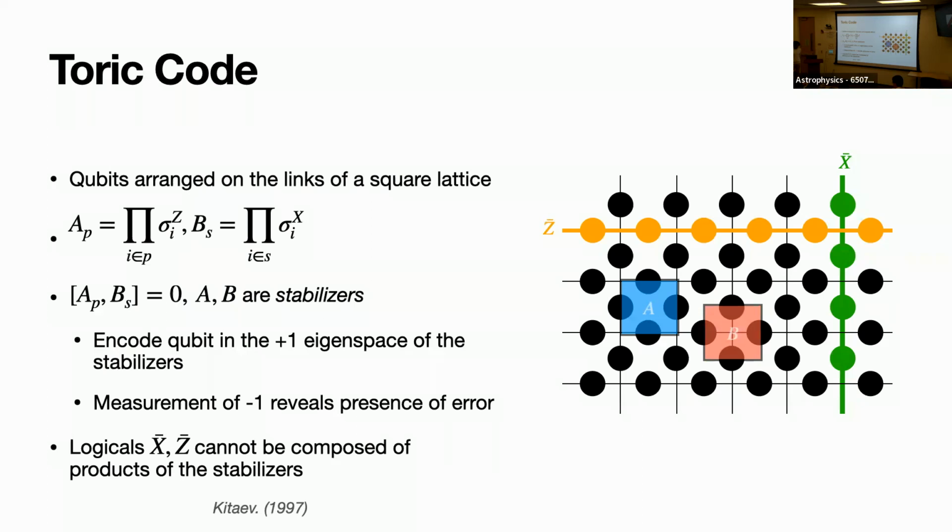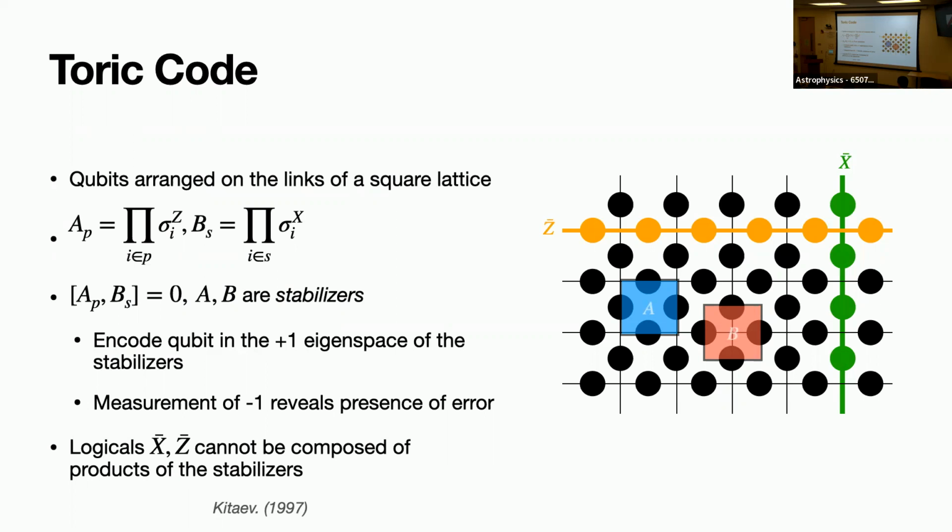All of the A operators and all of the B operators commute with each other and are therefore simultaneously diagonalizable. And moreover, each of them has only eigenvalues plus or minus one. If we take the set of states that yield a plus one measurement upon measurement of all of the A operators and B operators, this forms a code space of the model. And in that code space is where we encode our qubit information. This promotes these A and B operators to what are called stabilizers. And they're called stabilizers because if we measure any of the A or B operators on a state in the code space, they always yield a plus one measurement.